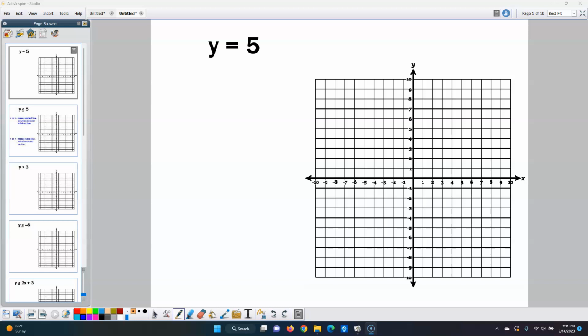I'm going to graph this y equals 5 line. I'm going to look at the y-axis, and I know it's going to go through 5 on the y-axis. Sometimes people are like, is it a horizontal? Is it a vertical line? Well, if it's going to go through the y-axis at 5, it's going to be a horizontal line like that. That's y equals 5. You've done that before, hopefully.